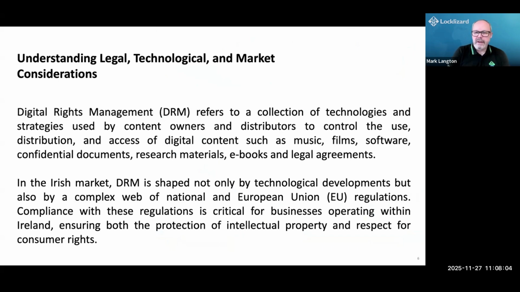So looking specifically at the Irish market, I'm not going to read this verbatim, so I'll give everyone a moment to have a look at this. But essentially, in summary, DRM is not just shaped by technological developments, but under the EU regulations, which Ireland operates in, protection of intellectual property and respect for consumer rights is becoming very, very prevalent. So I'll just give you a moment to read that, and then I'll move on.